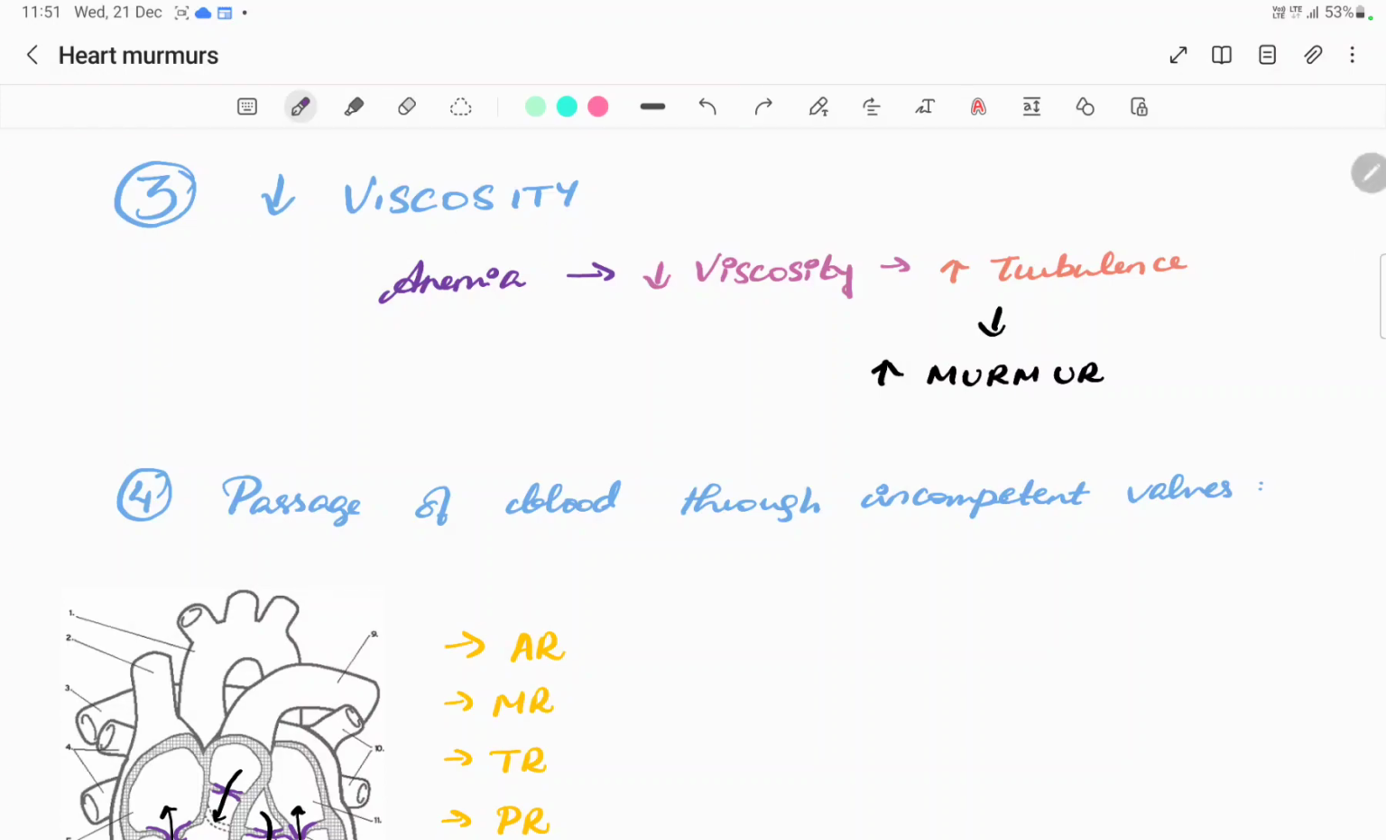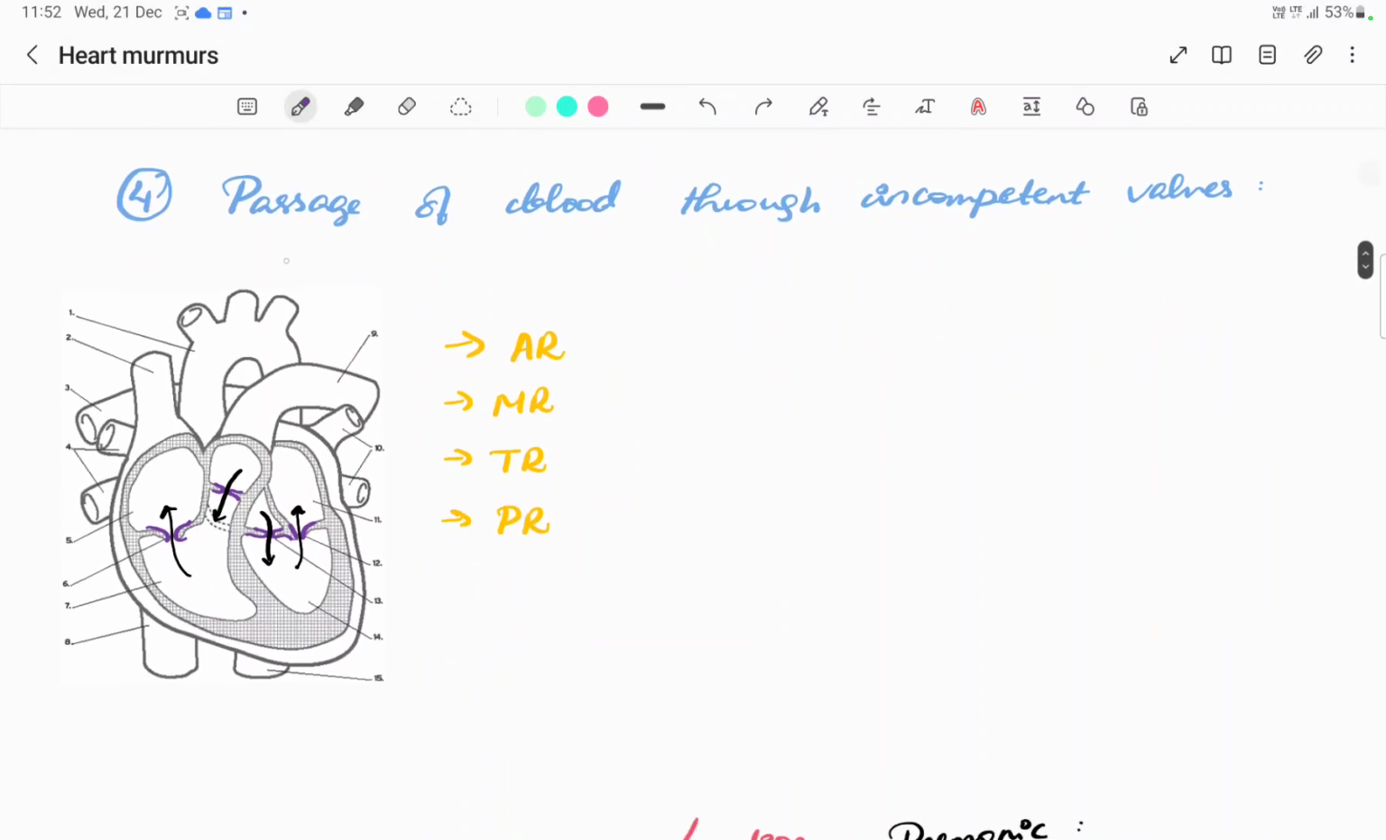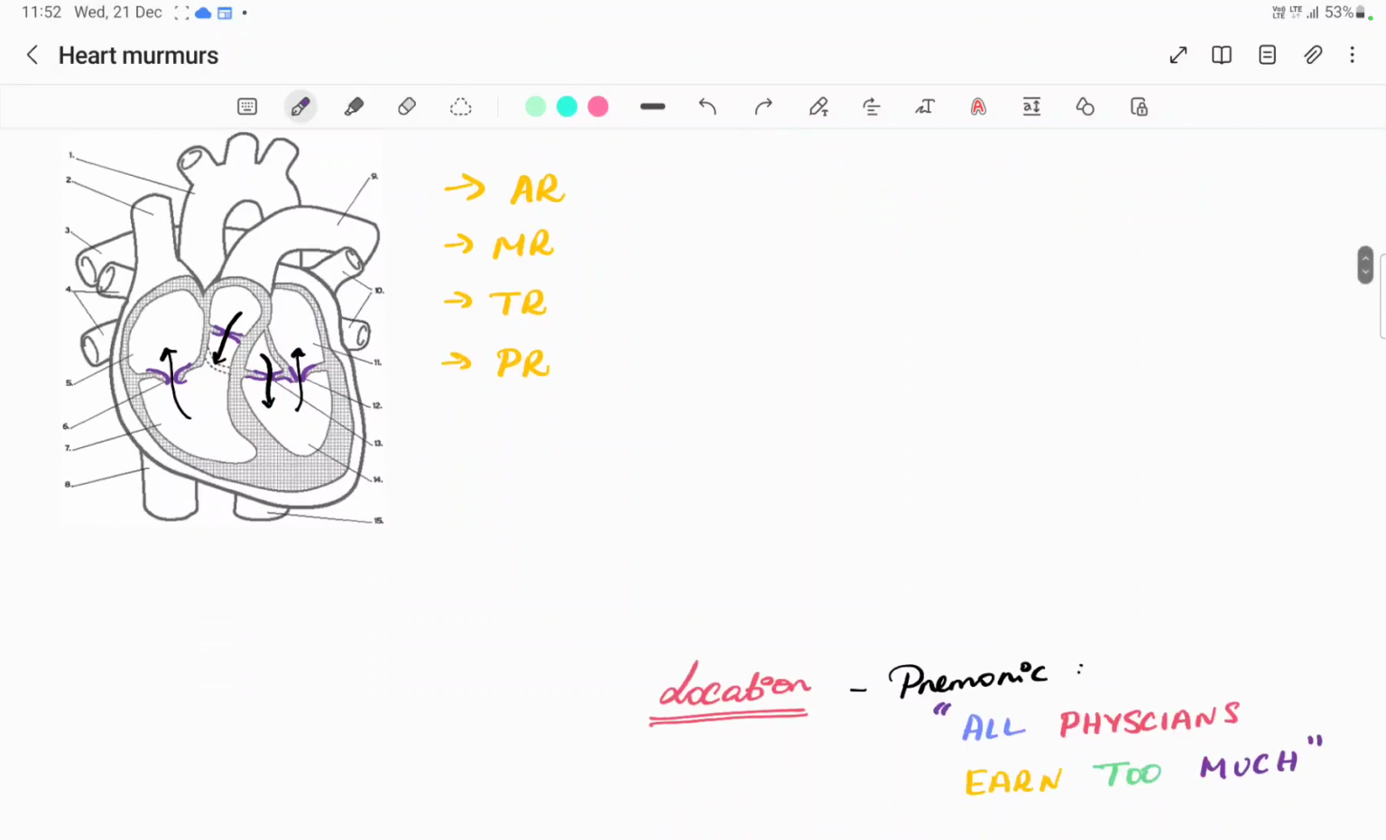Third one is a decrease in viscosity. So in anemia, basically we see a decrease in viscosity, thereby an increase in turbulence, and that will lead to an increase in murmur. Finally, we're going to see something known as passage of blood through incompetent valves. Incompetent valves normally lead to regurgitation of blood, like backflow of blood from the place that it comes from. So there we basically have four valves: aortic, pulmonary, mitral, and tricuspid. So all regurgitations is the fourth one.